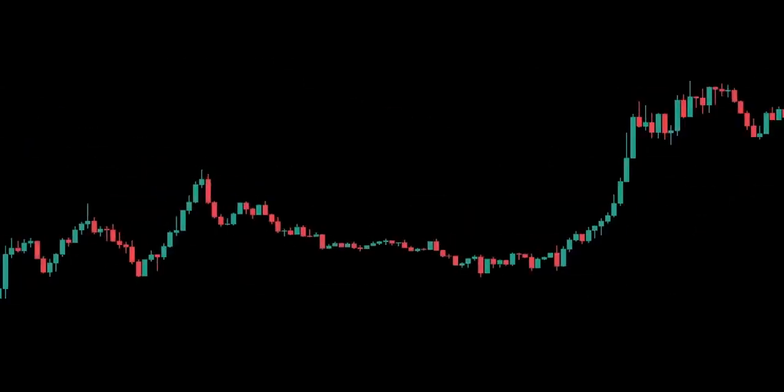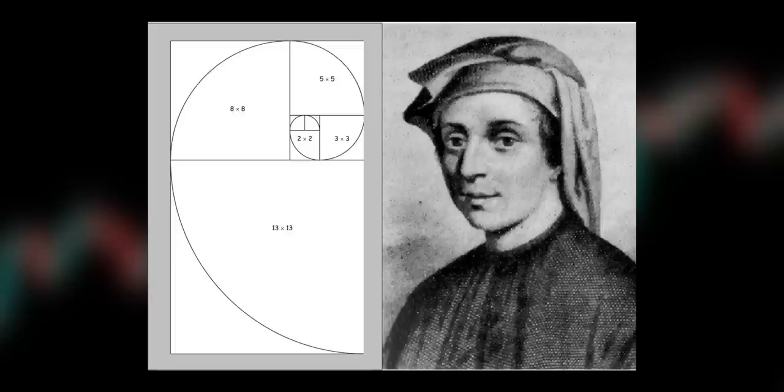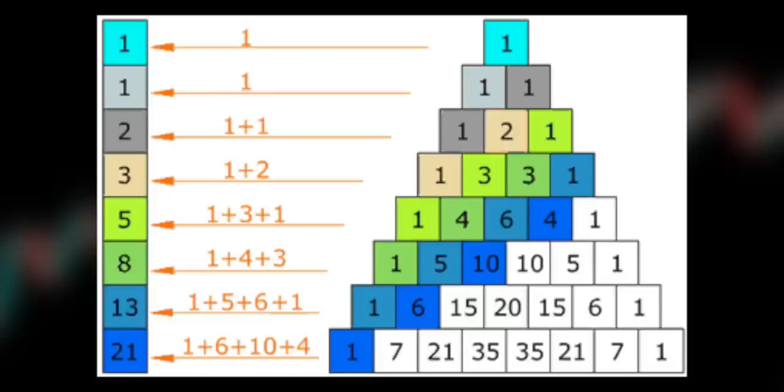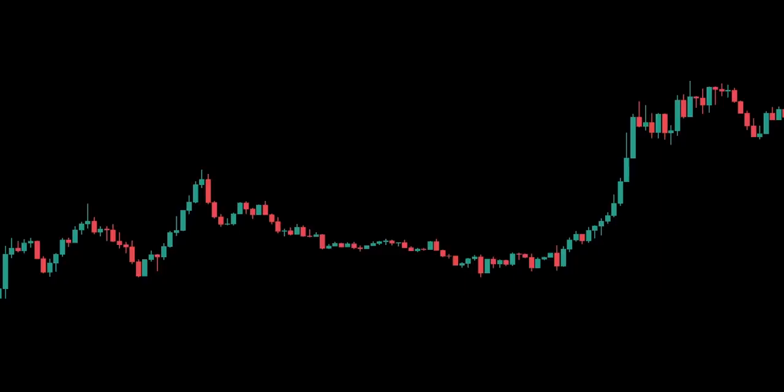So first, let's understand the basics of the Fibonacci ratios. Fibonacci ratios originate from the Fibonacci number series. History says the Fibonacci numbers were created by an Italian mathematician named Leonardo Pisano. The numbers start from 0 and then they keep on adding the values of the previous two numbers in the sequence. For example, 0 plus 1 is equal to 1, then 1 plus 1 equals 2, 2 plus 1 equals 3, and so on and so on. This basically tells us that any given Fibonacci number is the sum of the previous two Fibonacci numbers.